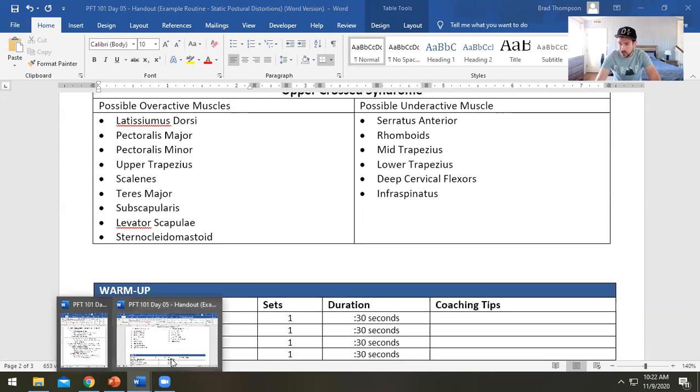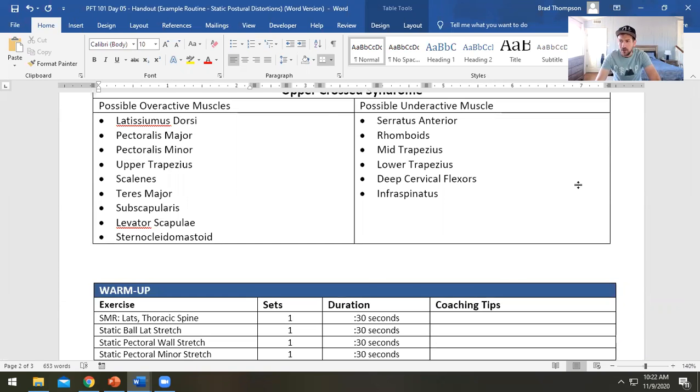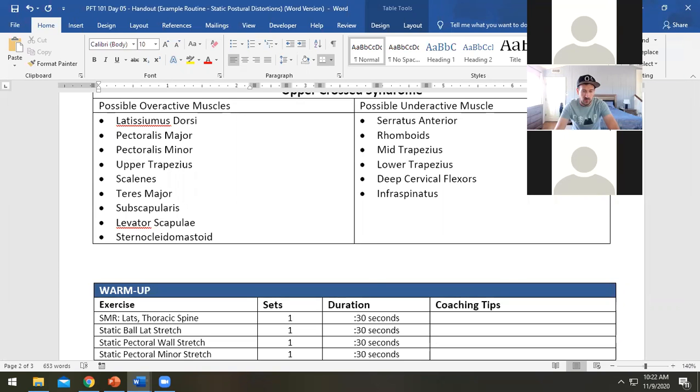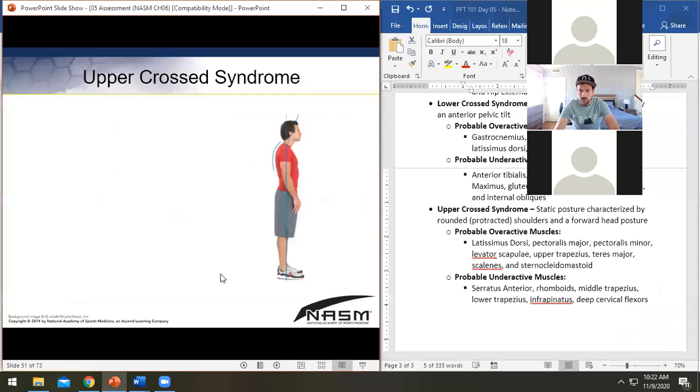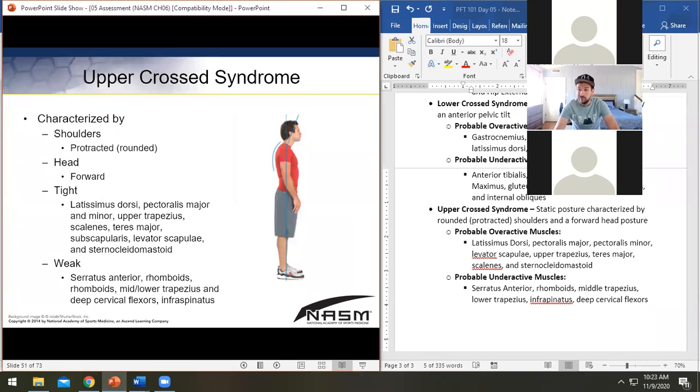Do you guys have any questions about those exercises or why we picked those? No, for the most part, yeah. I mean, it kind of makes sense why some of those would be chosen.